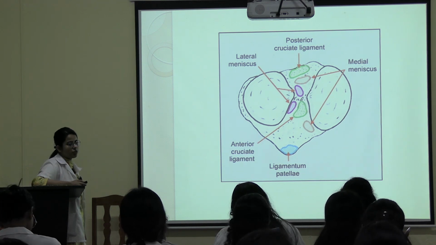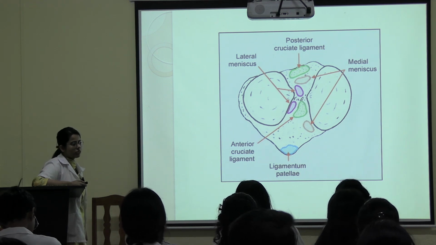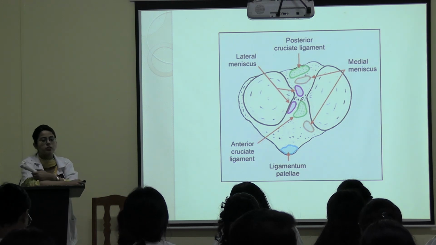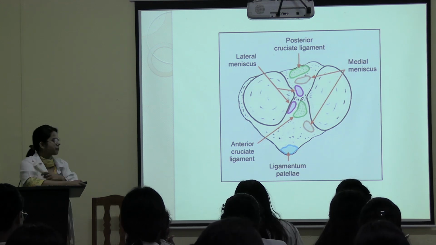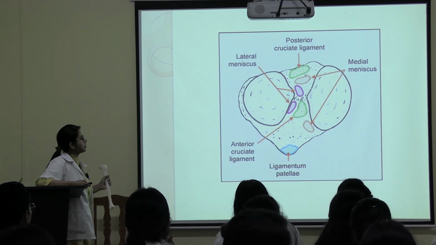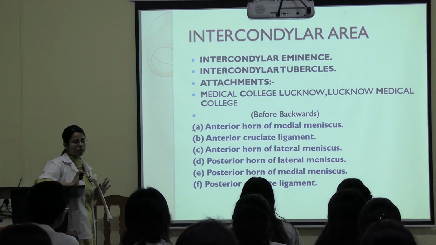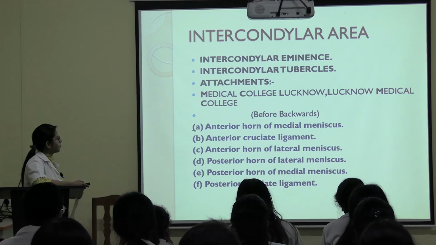This will be asked in your viva. It's very important, this intercondylar part. They will ask the structures present in this intercondylar part, and you have to tell in sequence. You cannot tell randomly. It should be in this sequence. Clear again? You will be able to remember now by the mnemonic.